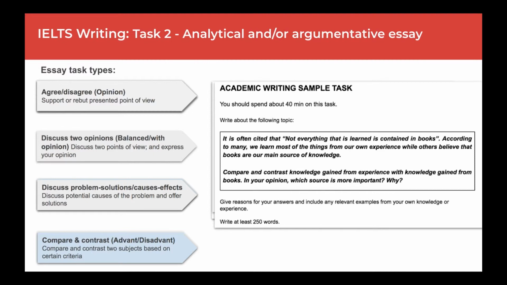You do not only have to compare them, but also then state your opinion which source of knowledge is more important and why. So it contains the analytical part where you compare and contrast, and then the final paragraph will require you to state your own opinion. So these are the 4 types of tasks that you may encounter in task number 2. There are again variations, and you have to be very careful in reading the question, because it will contain specific aspects that you have to address.